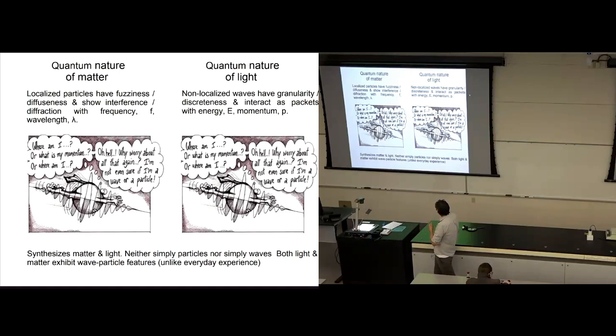So on this slide here, I've again got light on the right-hand side, and I've got matter on the left-hand side, like this last slide. But this is not classical light, classical matter.